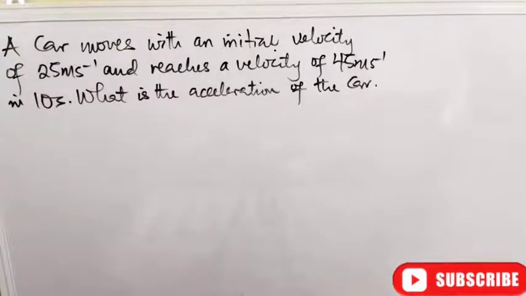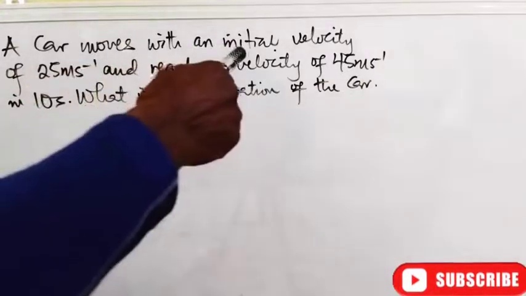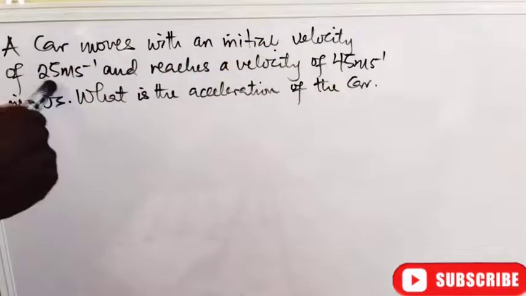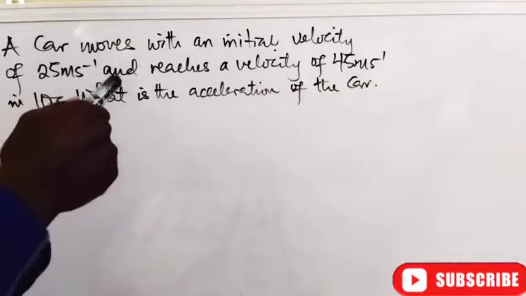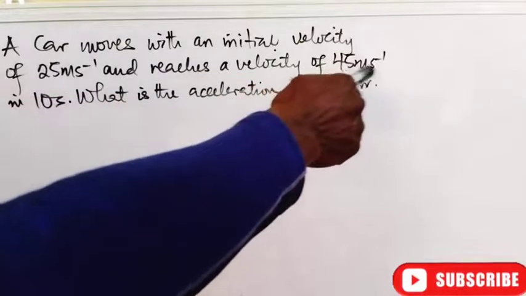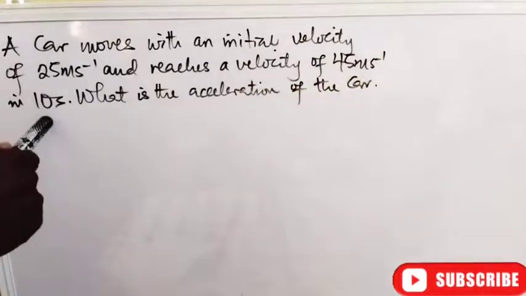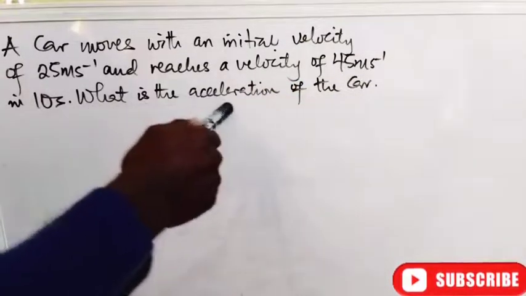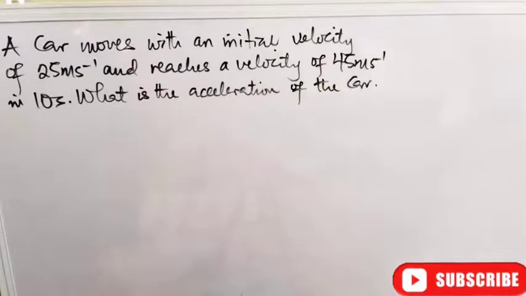Alright, let's look at this. Now, a car moves with an initial velocity of 25 meters per second and reaches a velocity of 45 meters per second in 10 seconds. What is the acceleration of the car? Alright, let's begin.